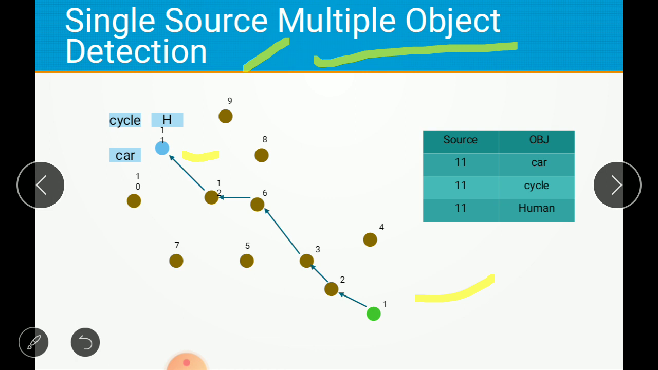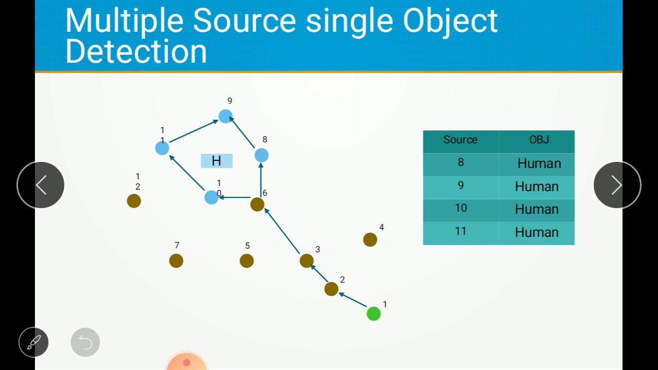This is very complex, and it is a lot of overhead for node 11 to identify more objects. So it is very complex to identify different objects. Now in this table, source 11 identifies the car, cycle and human. Now we talk about multiple source single object detection.